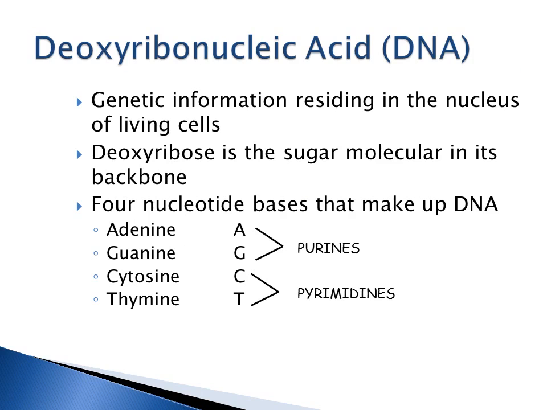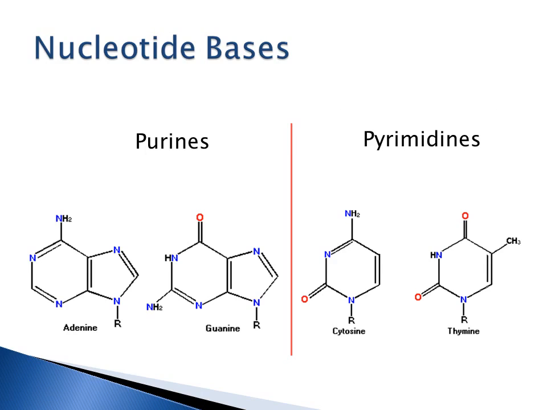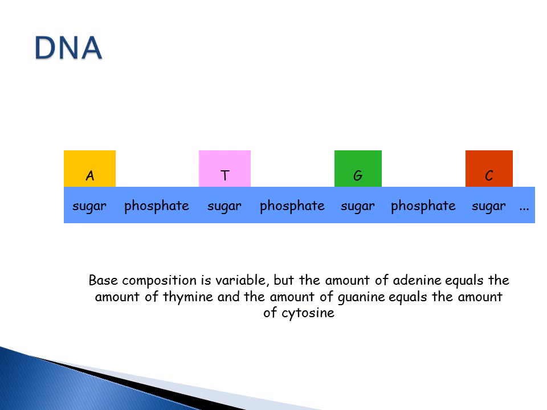So DNA, we already said, is the genetic information. You find it in the nucleus of all living cells. Deoxyribose is the sugar in that backbone. There are the 4 bases, the nucleotides, that make up the DNA. These are adenine, guanine, cytosine, and thymine. Adenine and guanine are the purines. Cytosine and thymine are the pyrimidines, and you should know which ones are purines and which ones are pyrimidines. So once again, purines: adenine and guanine. Pyrimidines: cytosine and thymine.